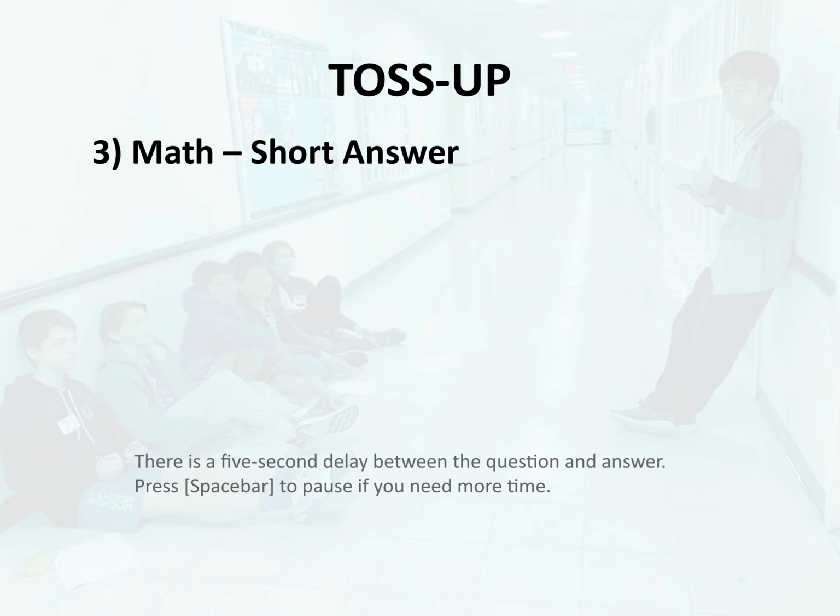Toss-up 3. Math, short answer. The rate at which a factory makes boxes is proportional to the square of the number of people working. If one person produces 6 boxes an hour, how many boxes will 3 people produce in 1 hour?